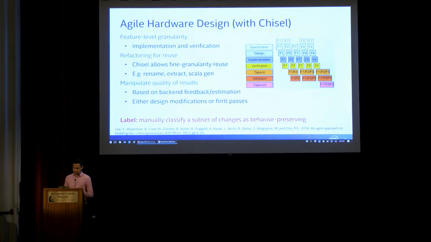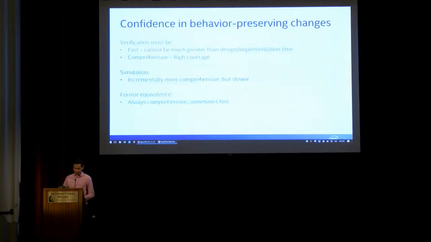So based on this initial idea of context, what I'm suggesting is that we manually classify a subset of the changes we're making as being behavior preserving or not. And this might be just a simple thing like in your source code management system, you say this particular commit is not really changing the behavior from the previous commit, and so I put a little label in it. So that's one part of it. Now for the verification part, how do I gain confidence that these behavior-preserving changes are actually preserving the behavior?